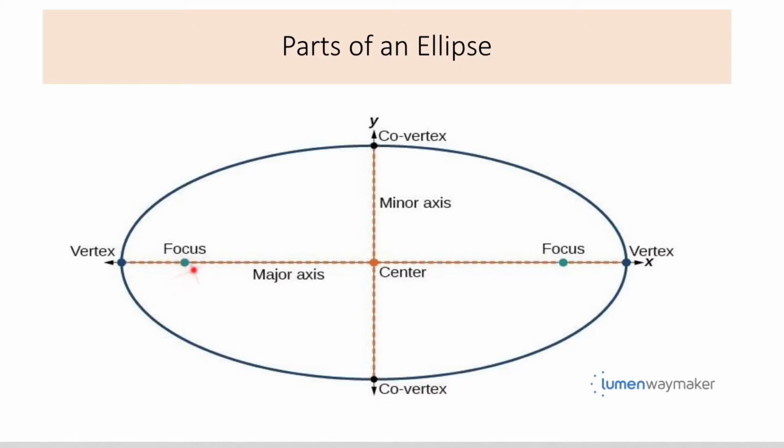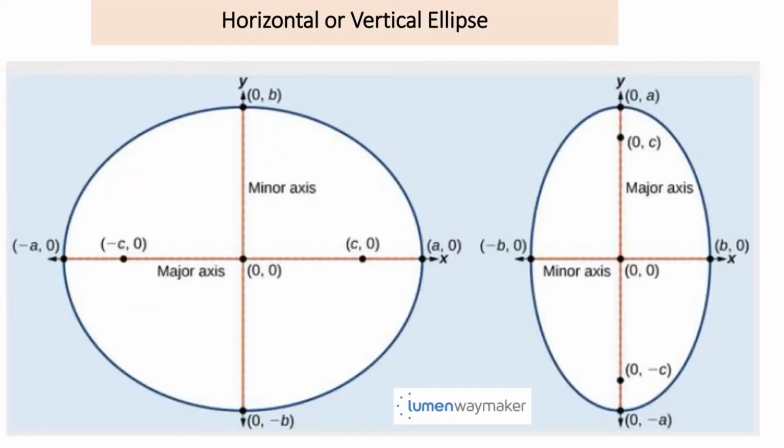The foci, which is the plural of focus, are always going to lie on the major axis, closer to the end than to the center. We can either have a horizontal ellipse, which is long in the x direction, or a vertical ellipse, which is long in the y direction. Typically, these two are shown centered at the origin.